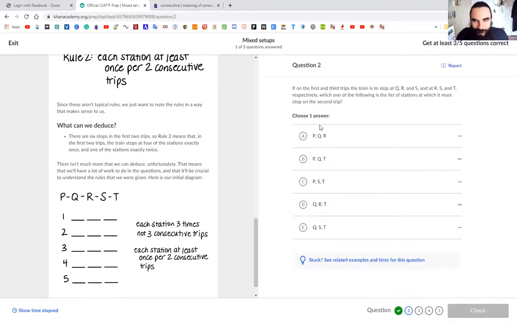Oh, it's easy when you read an explanation, of course. Without explanation, I guess I wouldn't grasp it if I see it for half an hour, I'll probably get it, but it takes 8 minutes. So I have to be able to solve it in 8 minutes. But anyway, if on the first and the third trips, the train is to stop at Q, R, and S and R, S, and T, respectively, which one of the following is the list of stations at which it must stop on the second trip? Okay, on the first and on the third trips.